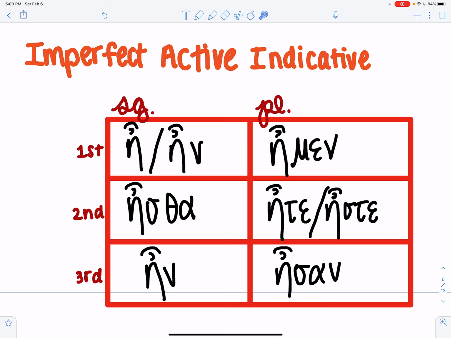Okay, let's go through these and translate them. A or ein is I was. Eistha is you were. Ein, he, she, or it was. Amen, we were. Ete or eiste, you were, you all, you plural, however you like to say that. Ete or eiste, and then third plural is eison.